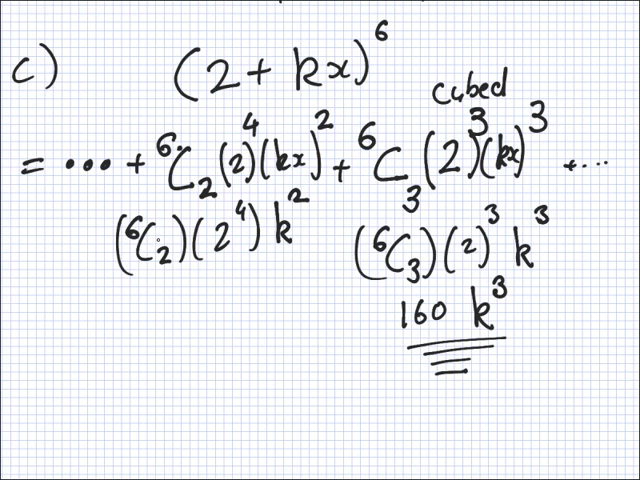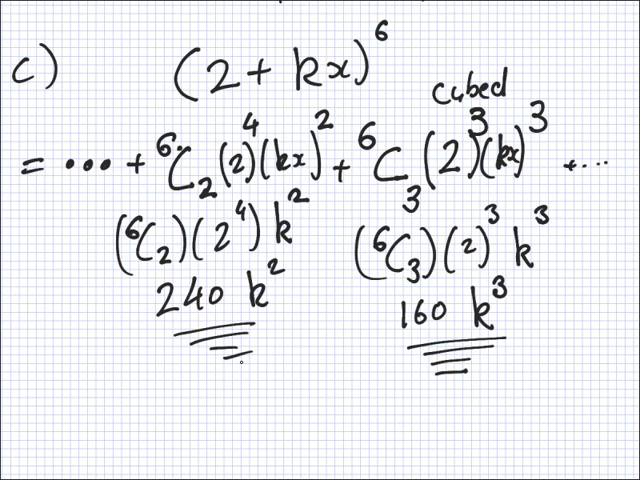Right, what's our 6c2? Let's type that in. It's 15. Now confirm it's the same as 6c4. Type in 6c4. 15. Also the same, isn't it? Now what's 2 power 4? 16. And 15 times 16? I'll type it in, it's okay. 240. So that's 240 k squared, the coefficient on the x squared part.